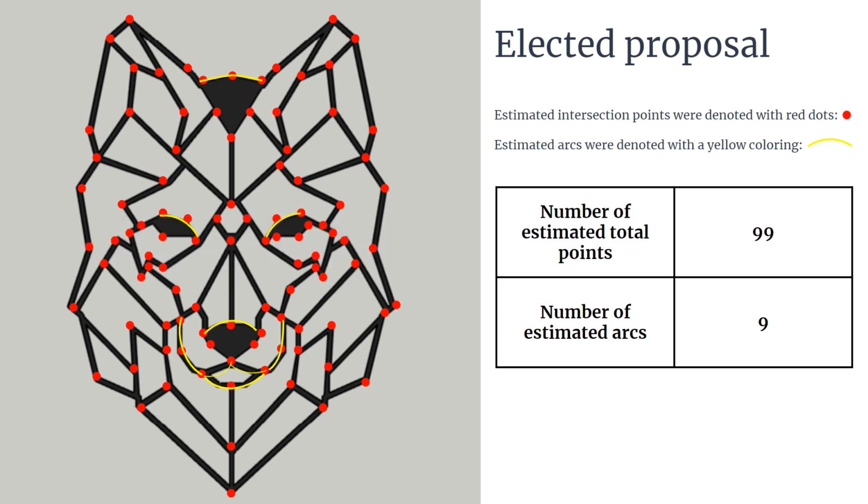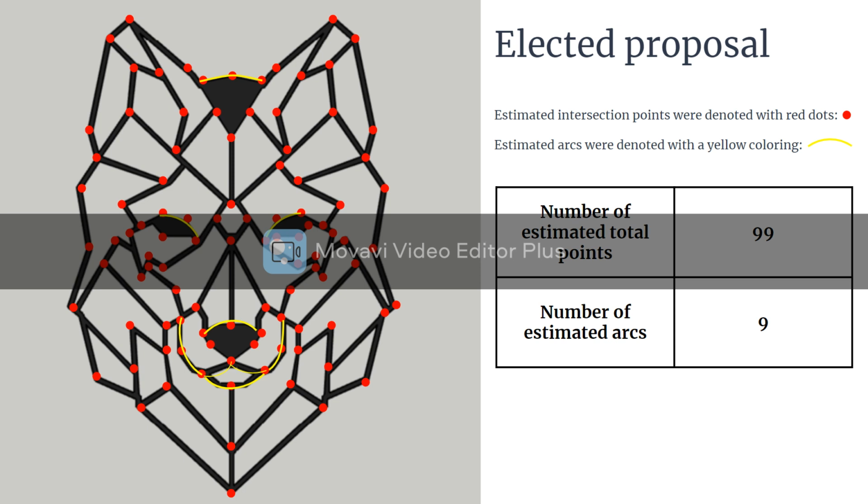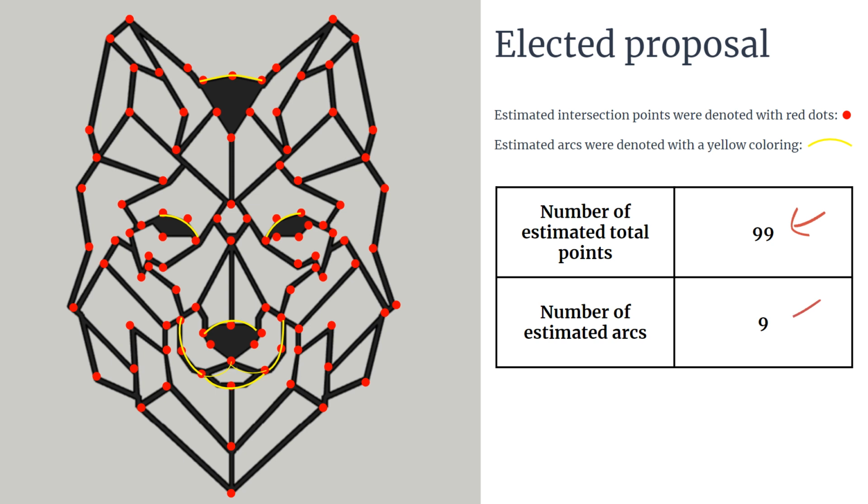expectations. We contemplated the general design of the proposal and plotted the most prevalent points that created the design's layout with red dots. In the same way, we drew yellow arcs to point out the selected use of arcs in our design. Finally, we ended up with a total of 99 estimated points and 9 estimated arcs, therefore meeting the project's initial requirements.